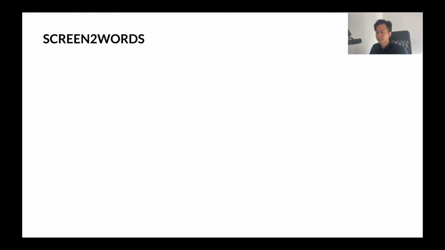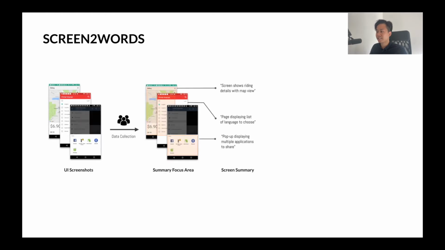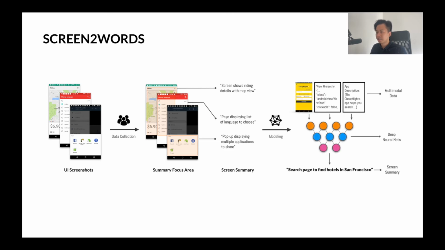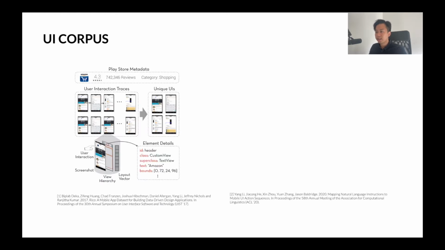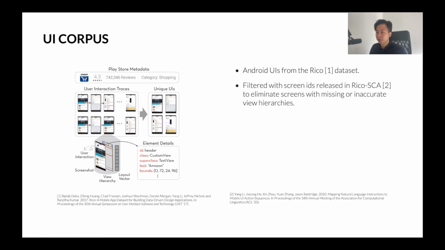To achieve automatic screen summarization, we started by collecting a large-scale dataset dedicated for the task. We then trained a set of deep learning models to generate the screen summaries. So first thing first, let's talk about the dataset collection. We created a UI corpus from the RECO dataset, including Android UI screenshots and the view hierarchy that contains each element's properties. We then filtered the dataset to remove screens with inaccurate view hierarchies, which results in more than 22K screens for labeling.